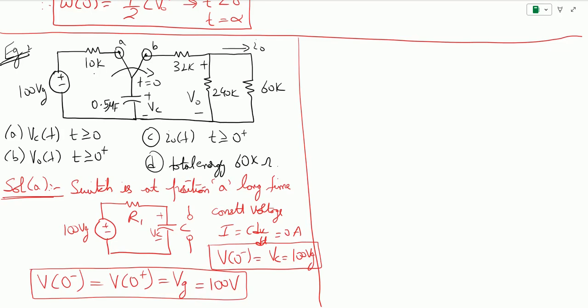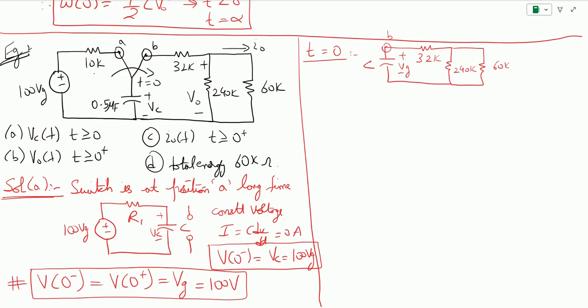So now when the switch is at point B when time equals 0, our circuit will be a capacitor followed by the combination of resistors over here. So this is our capacitor, this is 32K, this is 60K, this is 240K, and this is point B for the switch. And now we want to know what is the voltage. So we know the voltage over here is going to be VG, as we have seen from this condition.